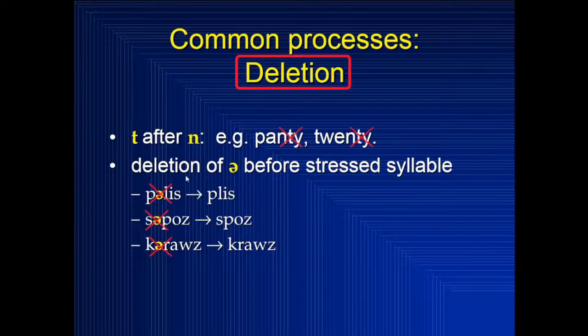Okay, so we can also talk about the deletion of the schwa before a stressed syllable. So normally it is supposed to be police, but here it is normally pronounced as p'lice. So the vowel is omitted. So suppose, sometimes it becomes just s'ppose. And same thing for carouse, it's just c'rouse here. So deletion simply means the omission of a certain segment in a certain phonetic environment.